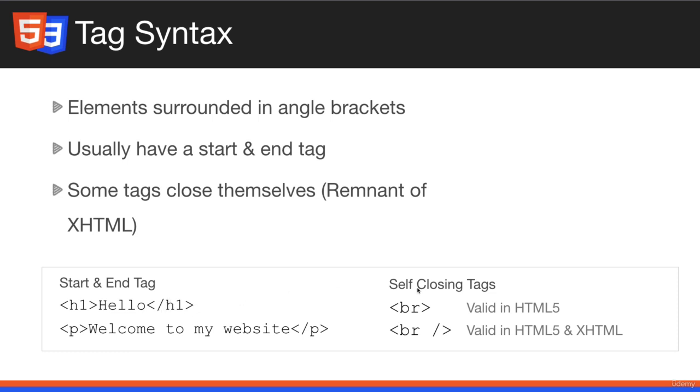Now there are some self-closing tags for stuff that doesn't have content inside of it, unlike the H1 and the paragraph, which have content inside. The BR tag is actually just a line break, so it just kind of skips a line. So there's no need to put any content inside of it, so it's a self-closing tag. It doesn't need an ending tag. Now, notice that this one has a / and this one doesn't. This is actually a remnant of XHTML, which is a derivative of HTML, and it's not used that much anymore.